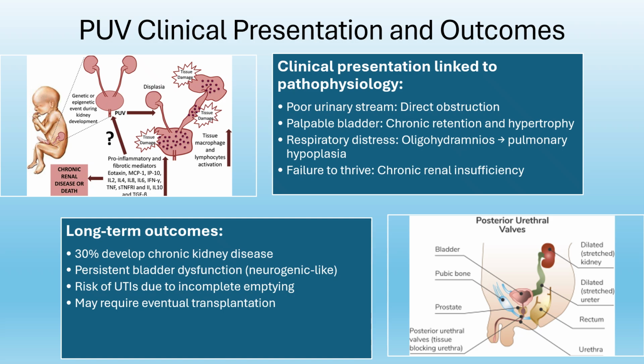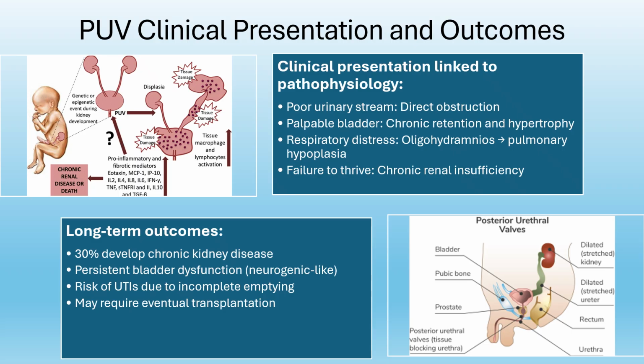Failure to thrive reflects metabolic consequences of chronic renal insufficiency. Even after successful valve ablation, many infants struggle with poor growth due to renal tubular dysfunction, chronic metabolic acidosis, and poor feeding from uremia. Polyuria from concentrating defects leads to chronic dehydration, further compromising growth.